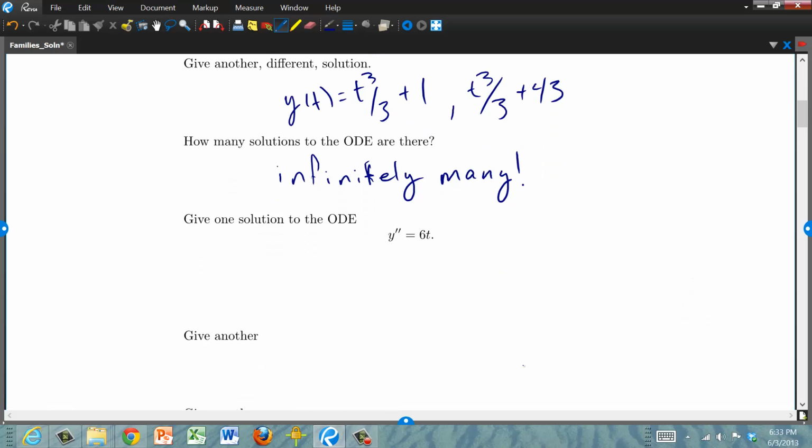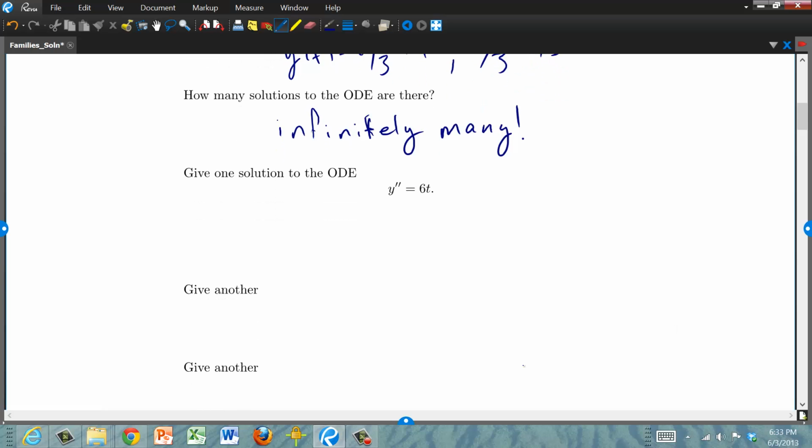Can you think of a solution to the differential equation y double prime equals 6t? So you're looking for a function y whose second derivative is 6t. Well, if you think about it for a minute, you'll find that y of t equals t cubed. That's one solution to the DE. And y of t equals t cubed plus, say, 11, that's another solution to the DE. That constant term isn't going to matter because as soon as you take one derivative, it's gone.